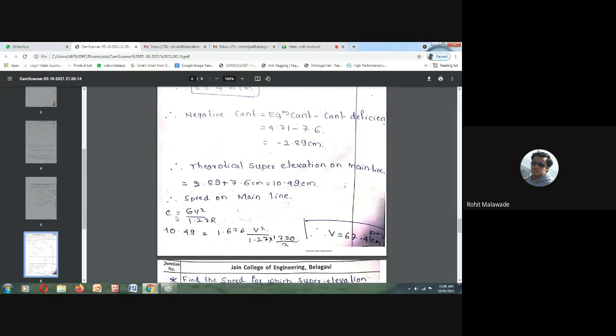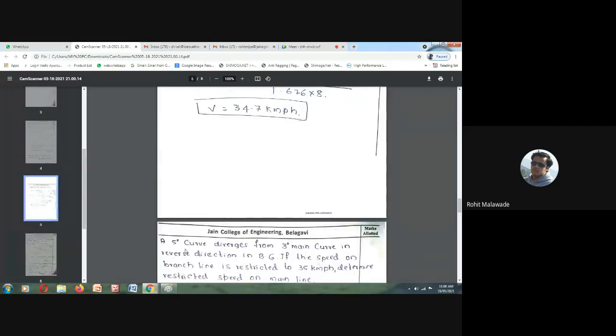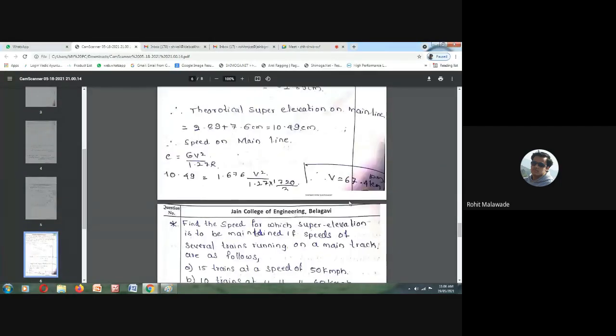Now the speed on the main line: E is equal to GV square divided by 1.27 R. The super elevation on the main line is 10.49, so 10.49 is equal to 1.676 into V square. I am interested in finding the velocity value, so divided by 1.27 into 1720 divided by 3. Why 3? Because it is a 3-degree main curve. So I will get the velocity as 67.4 kmph for the main line. Is it clear? Yes, sir.